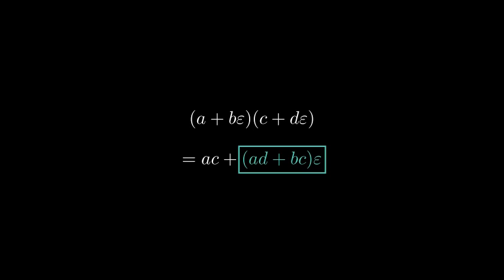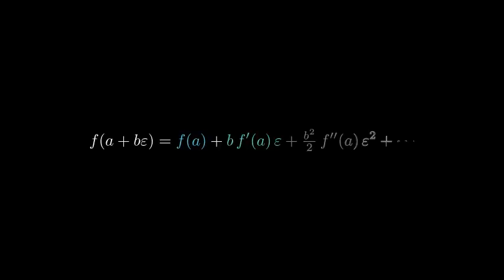What remains is a times c in the real part, and a times d plus b times c in the epsilon part. So a dual number carries two pieces of information at once, a value in the real part and a slope in the epsilon part. And the one rule, epsilon squared equals 0, quietly throws away everything of second order and higher. Hold on to that vanishing term. It is the whole trick.